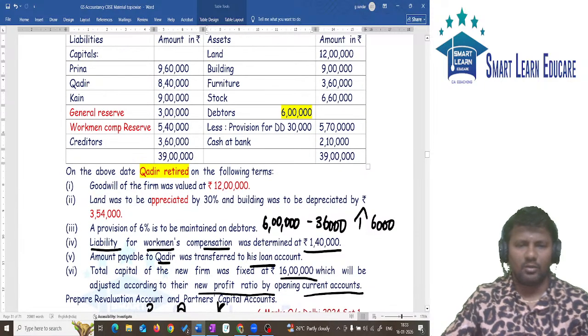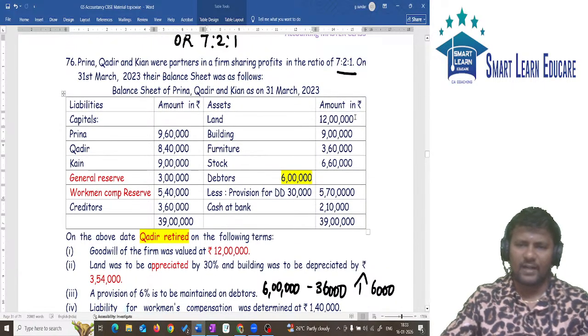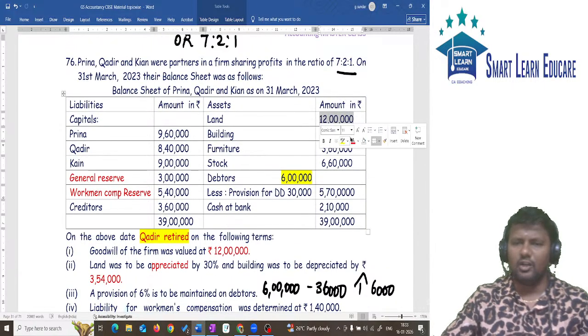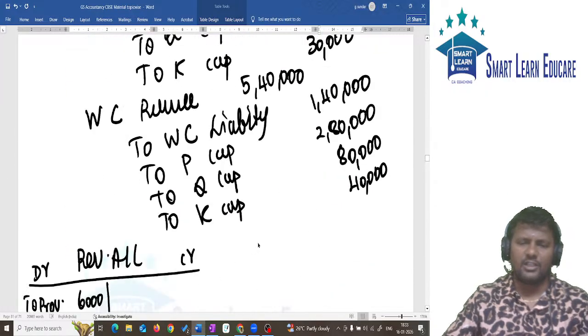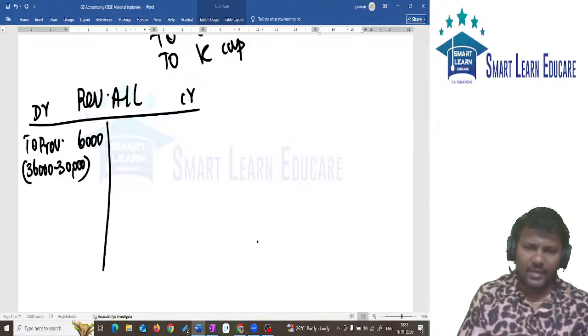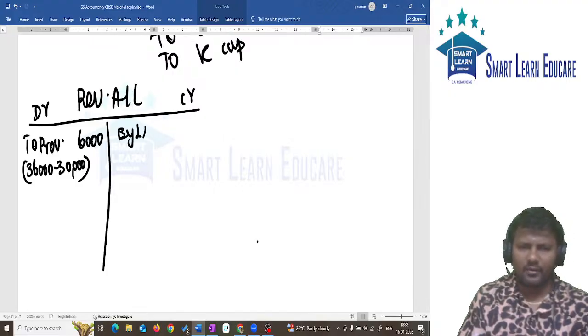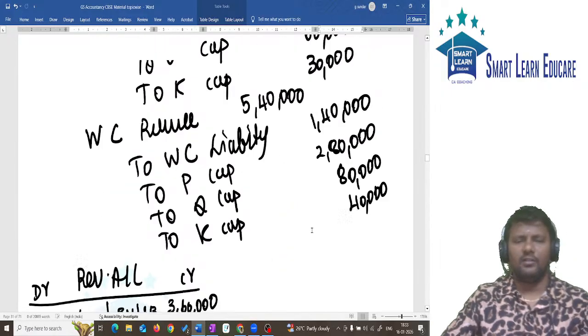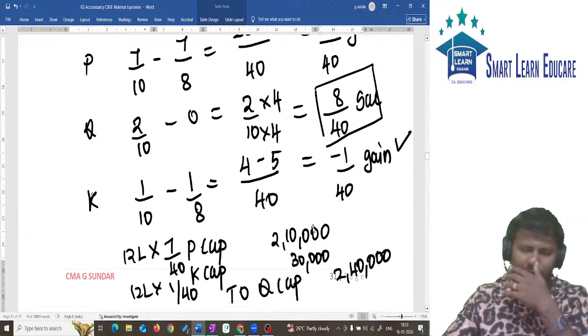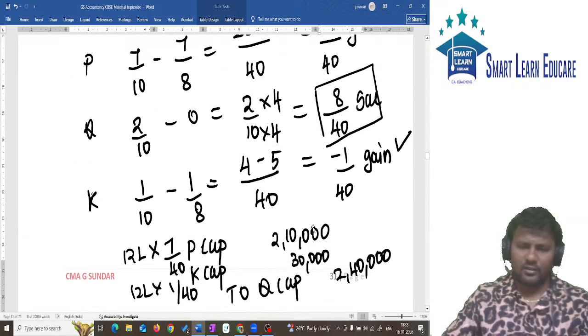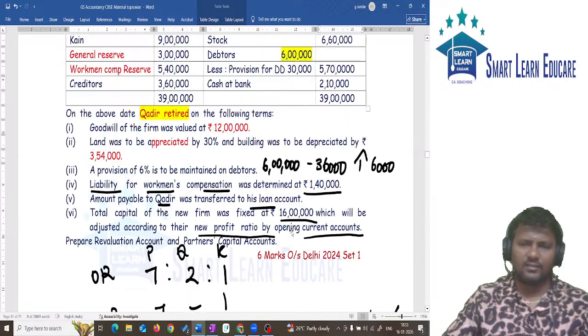Next one, land and building appreciated by 30%. What is the amount of land and building? 12 lakhs. On 12 lakhs we should calculate 30%. Appreciated means increase. By land and building, it is 3,60,000. Next, provision is written, land and building is written. Next, what are the other things?